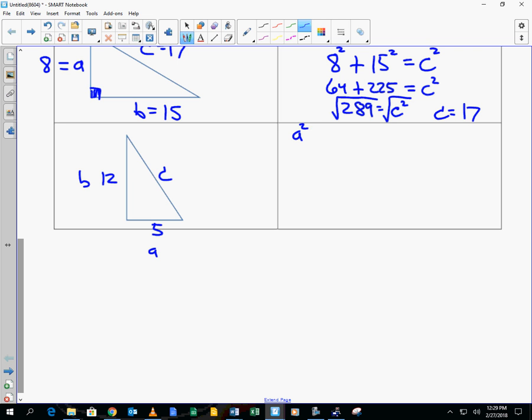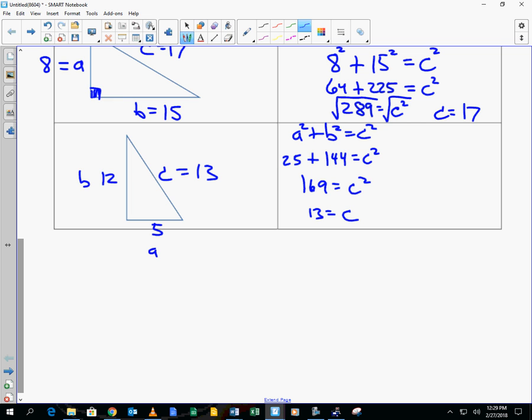We have A squared plus B squared is equal to C squared. What do you get if you square A? 25. How about if you square B? 144 equals C squared. So a lot of people get here, what's 25 plus 144? 169 is equal to C squared. What number do you square to get 169? 13. So you have 13 is equal to C. So your answer is 13.